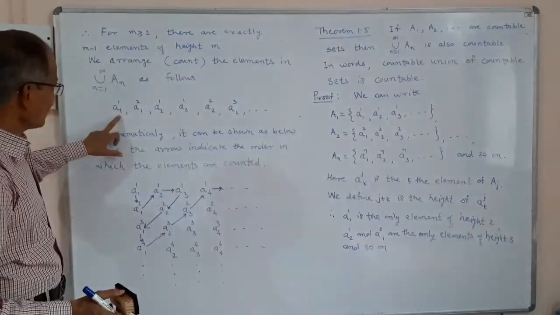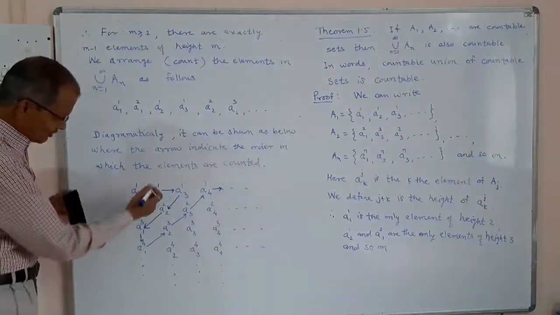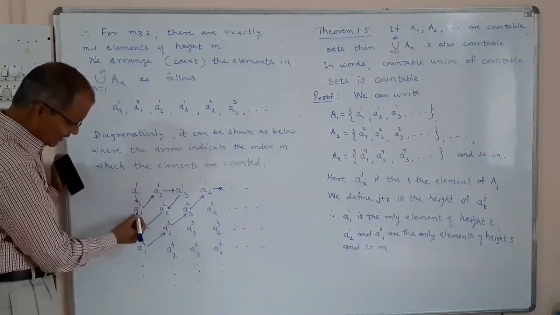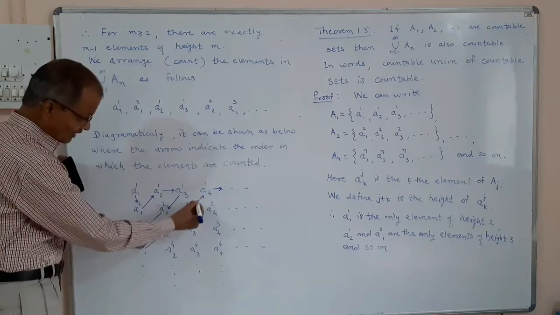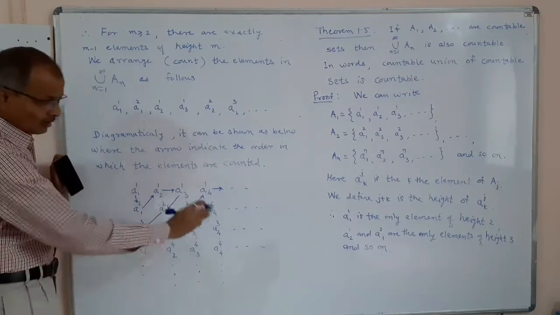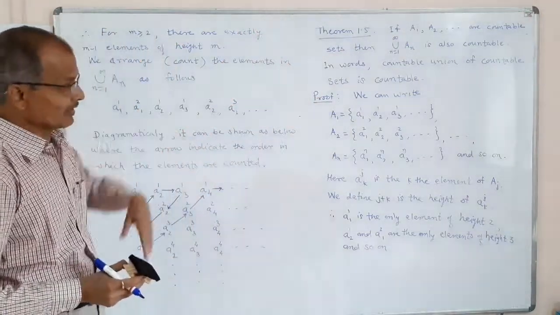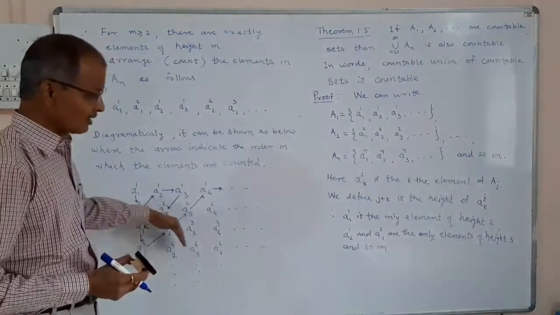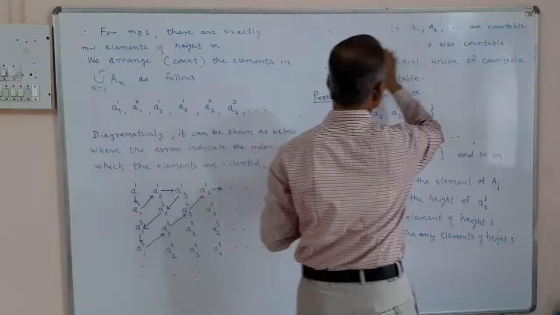So this gives the elements of height 2, these two are of height 3, the diagonal gives the elements of the same height, these are the elements of height 3, these are the elements of height 4, these are the elements of height 5 and so on. So all the elements in the union, whatever the union, infinite union, will be counted by this scheme. So this scheme counts all the elements in the union of A.